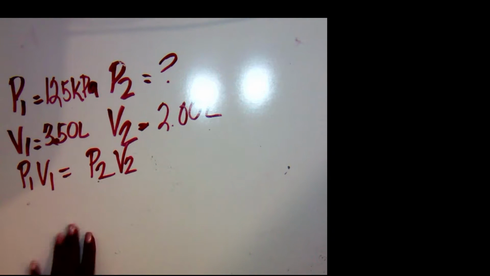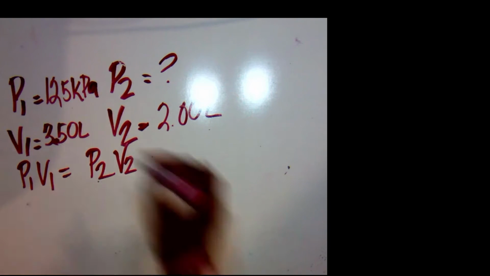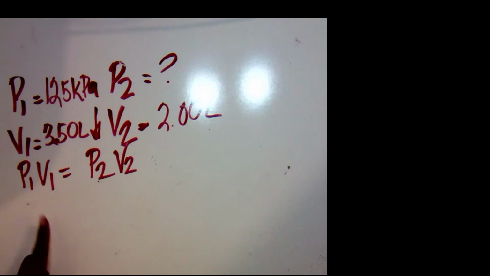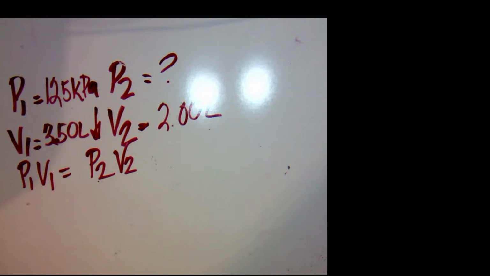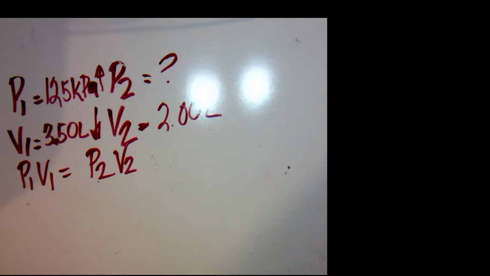This particular equation shows us that there's an inverse relationship between pressure and volume. So if you look at V1 and V2, you can see that there's a decrease in volume. Since there's a decrease in volume, there's going to be an increase in pressure. That's what the inverse relationship means. As one increases, the other one will decrease, and vice versa.